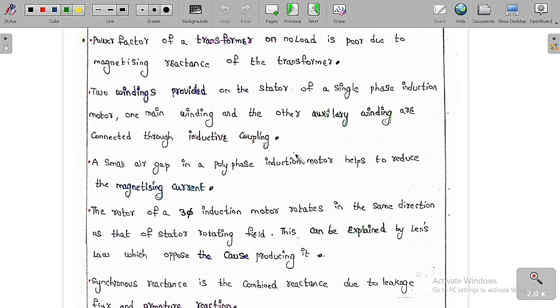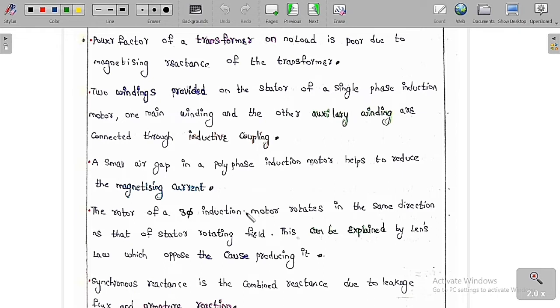So two windings are provided on the stator of a single phase induction motor, the main winding and the auxiliary winding, and they are connected through inductive coupling. A small air gap in a polyphase induction motor helps to reduce the magnetizing current. The small air gap means we need a lesser amount of magnetizing current, while more air gap means we need more magnetizing current to produce the flux.